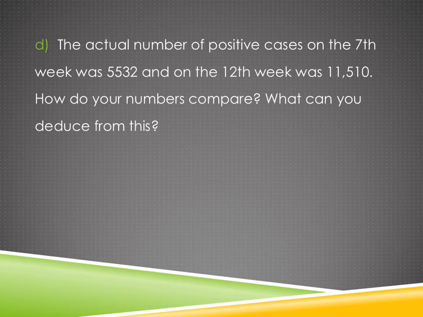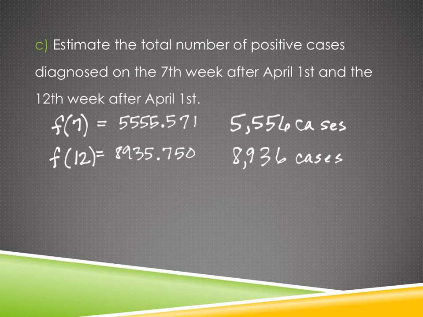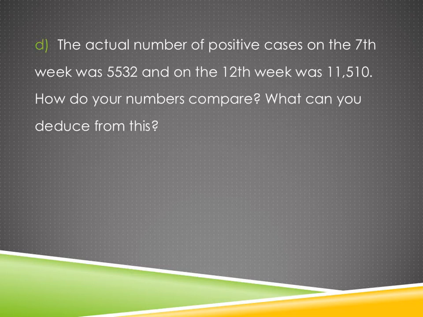So let's just talk about week 7 first. The actual real number is 5,532. We predicted 5,556. What would you say? We're pretty close. Yeah, so we're going to write that down. We were pretty close on week 7.